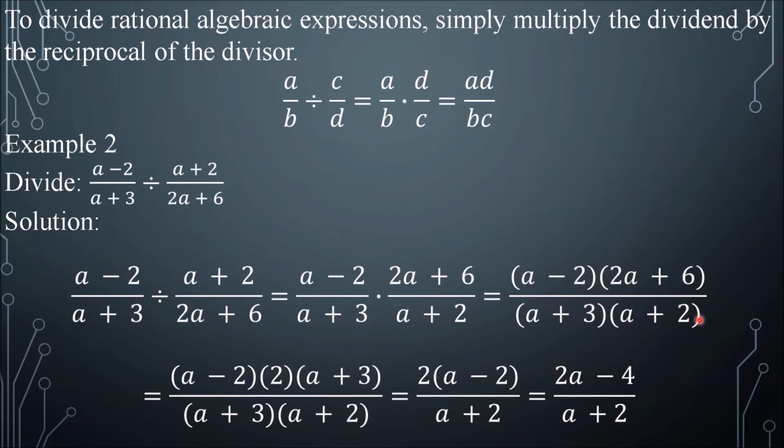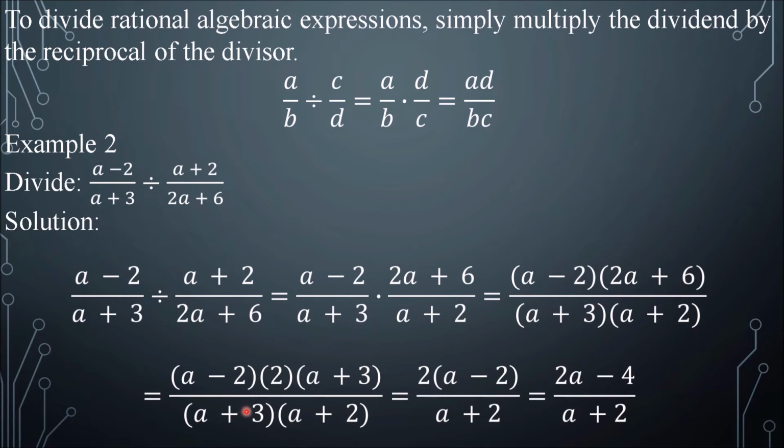Now, as you can see, 2a plus 6 has a common monomial factor of 2. So we'll extract the common monomial factor 2, and then the remaining factor now is a plus 3. So 2 times this is 2a plus 6. And then, after that, for the denominator, it will be the same, a plus 3, a plus 2. Now, as you can see, there is a plus 3 in the numerator and a plus 3 in the denominator, so we will cancel that.